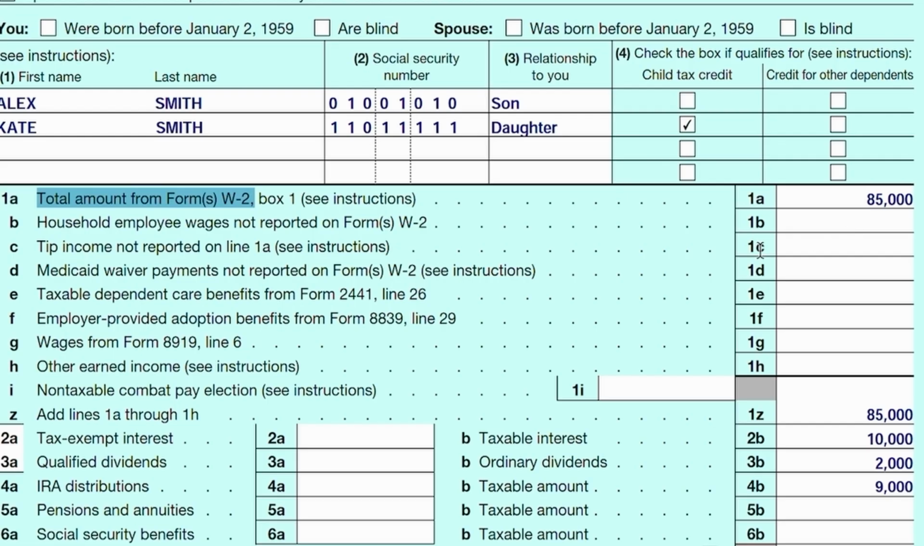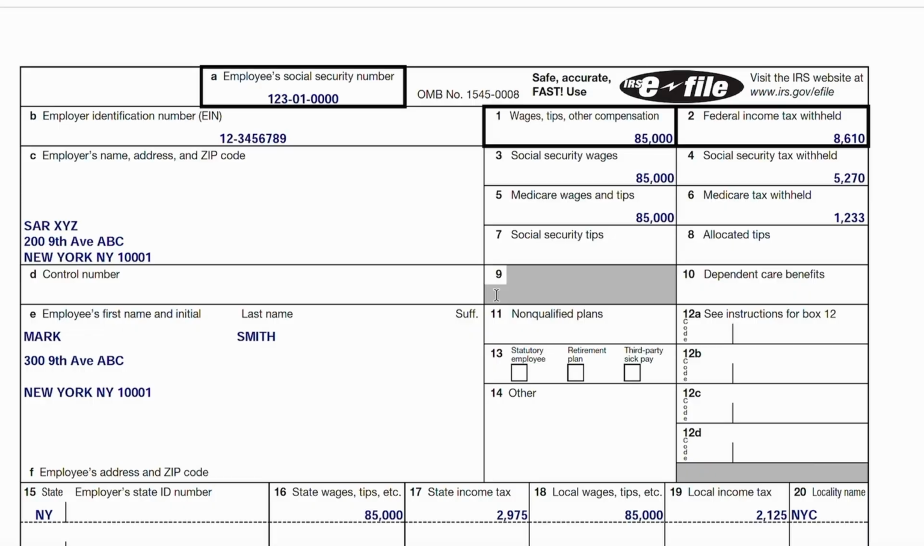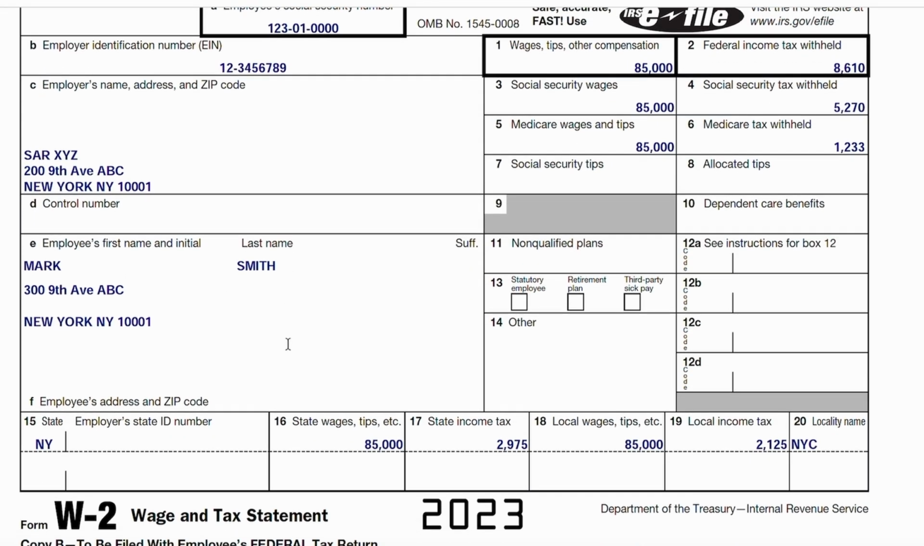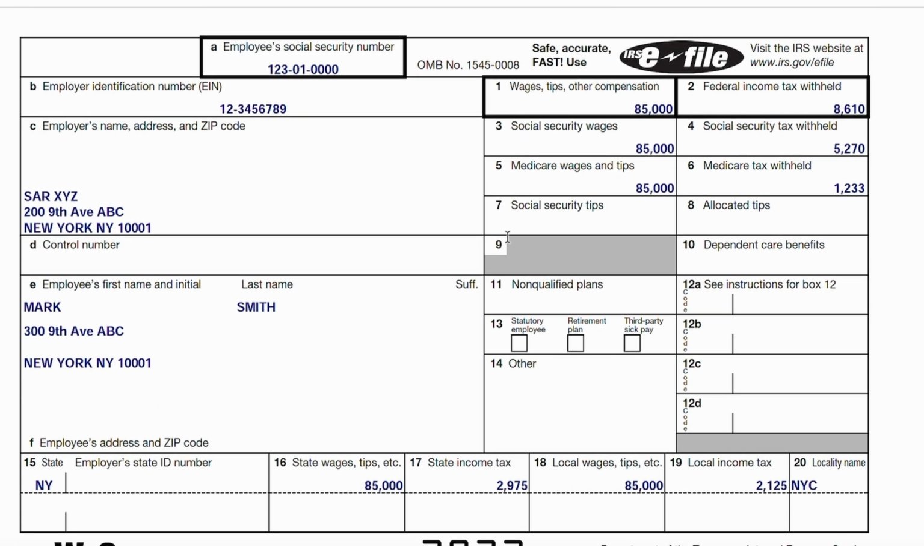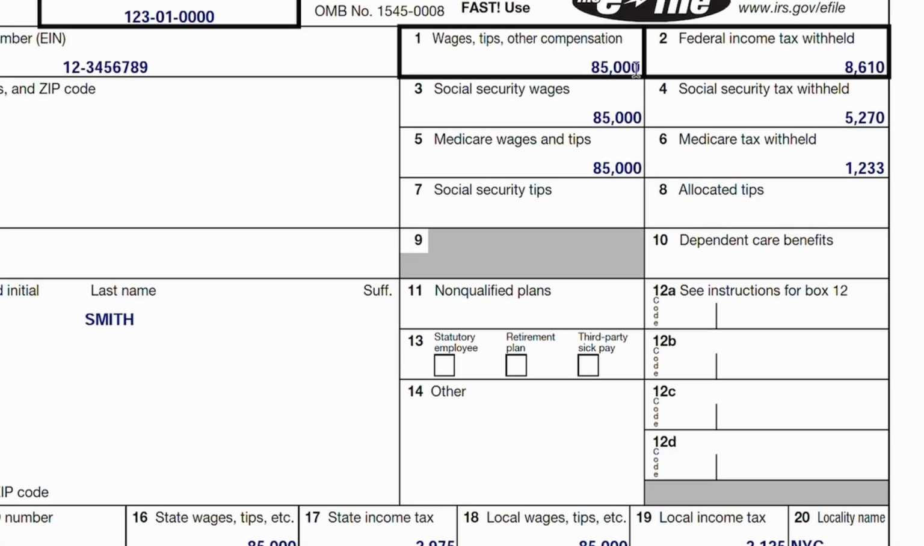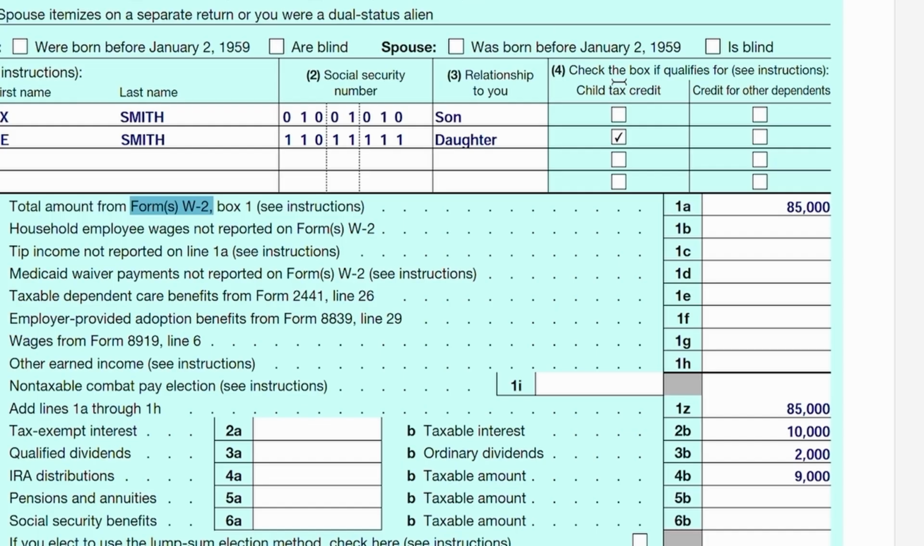Mark Smith is a salaried individual. His employer has issued him Form W2 and his gross wage is $85,000. Let me show you Form W2. As you can see over here, this is Mark Smith's Form W2 issued by his employer, and his salary is $85,000, which appears on Form 1040 on line 1.